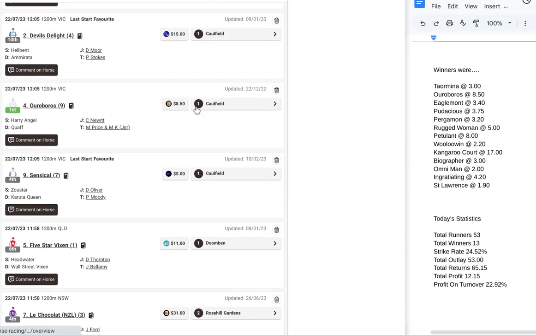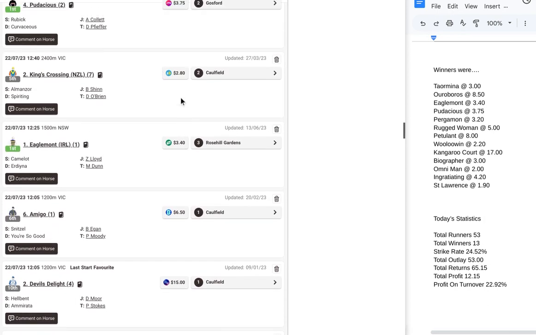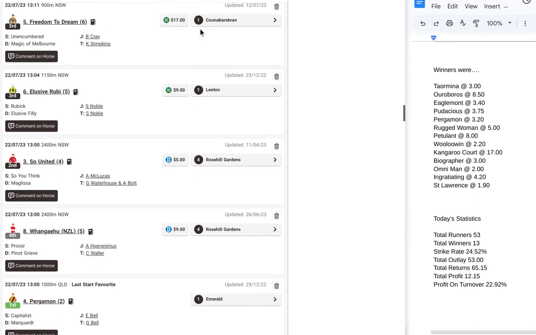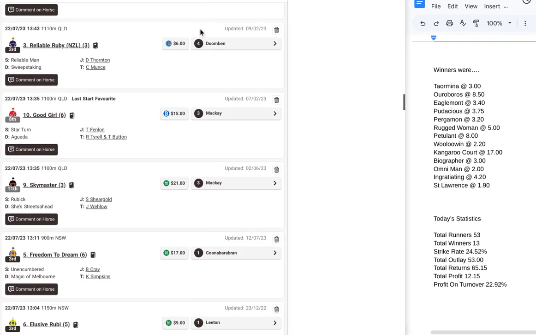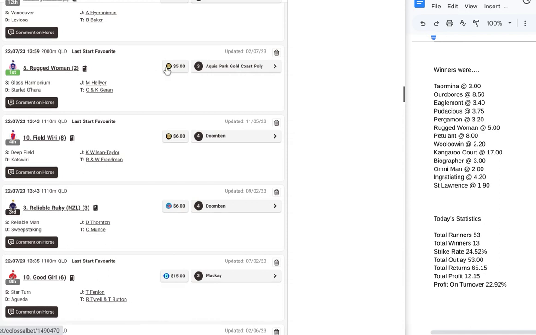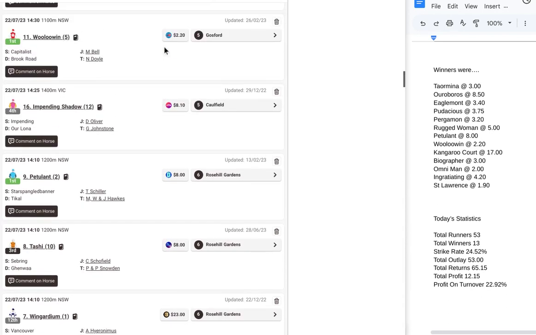Ouroboros, $8.50, Caulfield Race 1. Eaglemont, $3.40, Rose Hill Race 3. Pudacious, $3.75, Gosford Race 2. Pergamon at Emerald. Rugged Woman, $5 at Gold Coast Race 3. Petulant, $8, Rose Hill Race 6.